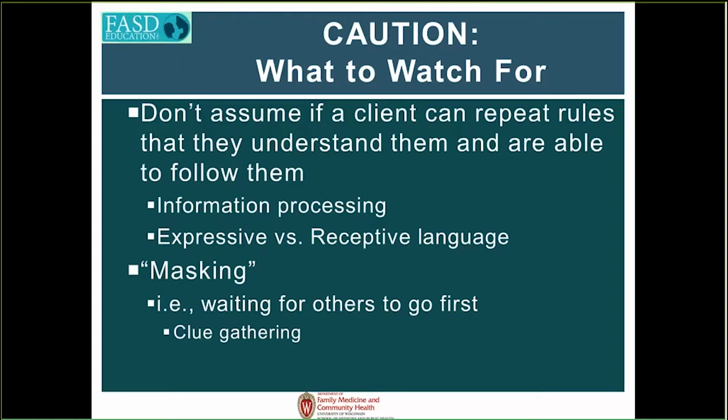So things to look for are waiting for others to go first. Clue gathering: are they always in the group saying, oh, that's what I was going to say, she took my answer, now I don't have anything? Those are excellent and very well planned masking activities. So we want to pay attention to that. We want to put our detective caps on and see what might be going on in the environment that helps them hide their disability, that we can unwrap and help them be able to process and come up with unique responses.